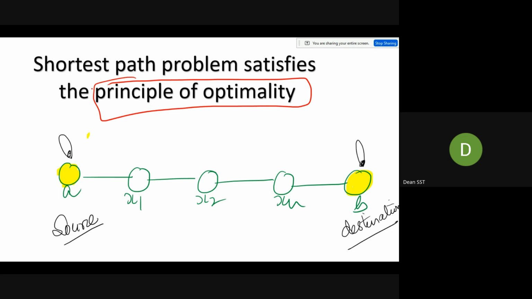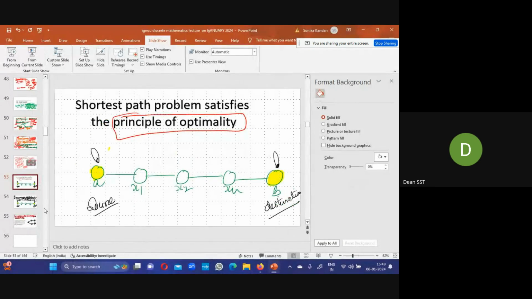Do you know about graphs? Yes, ma'am. Okay.